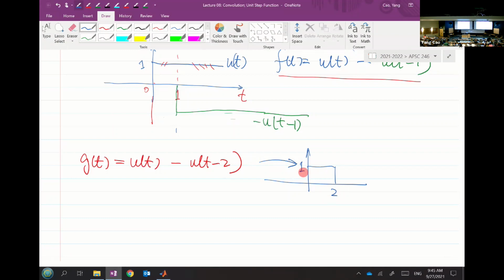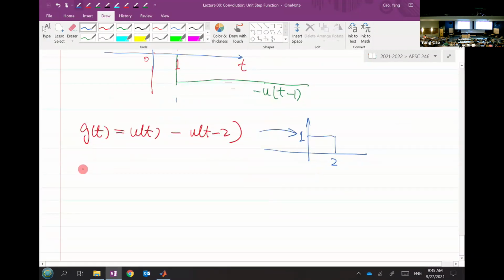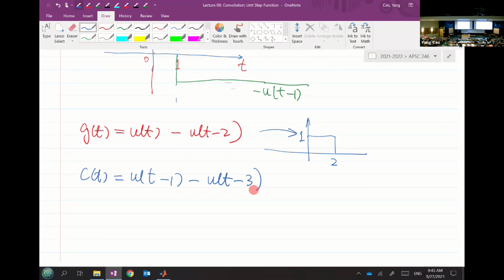So let me maybe give you another function. Let's call this c of t. Now this is u of t minus 1 minus u of t minus 3. So this is a new function. It's a new box. So where do you think this box is going to be now?